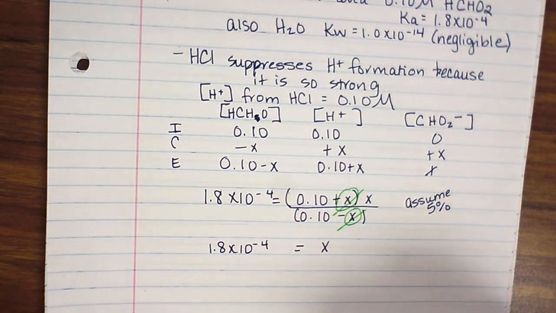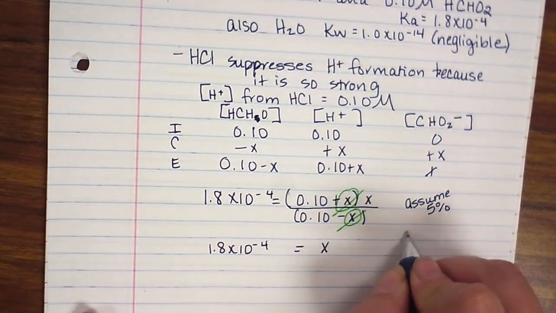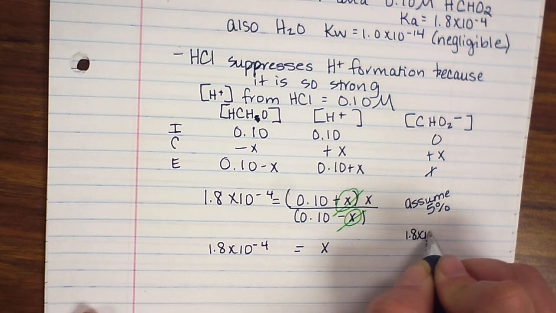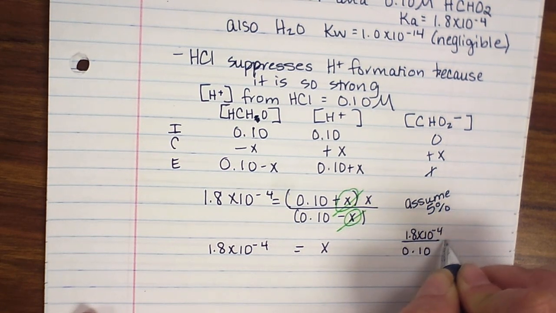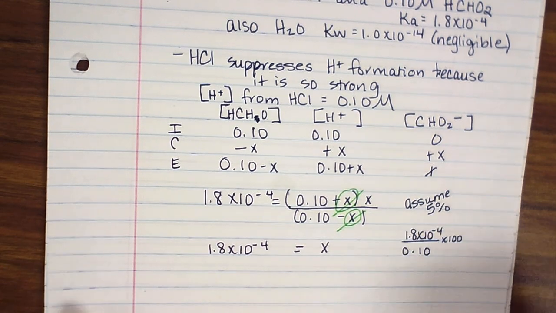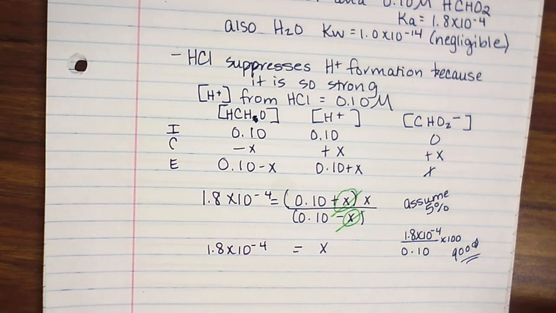I mean, the 0.1's cancel, right? So now I do my 5%, 1.8 times 10 to the minus 4 divided by 0.10, and it works. I don't even have to go any farther. That's definitely going to be good.